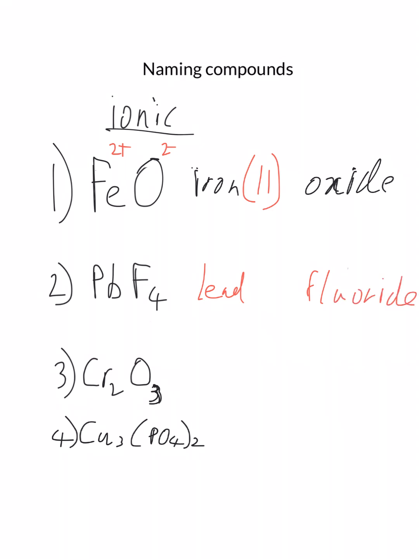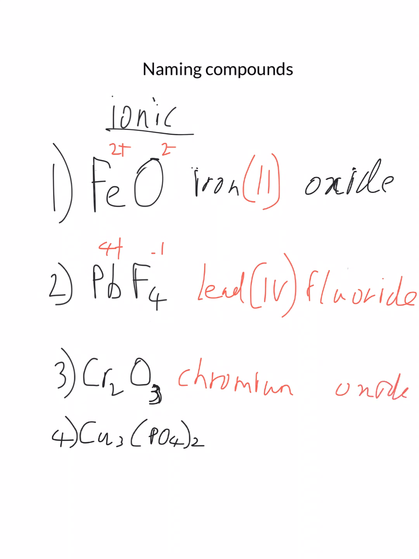But we also need to indicate which version of lead, which valency of lead we've got. Fluorine is normally -1, and if there's 4 lots of it and only one of the lead, the lead has got to be 4 plus. So this makes it lead 4 fluoride. Then we have chromium oxide.